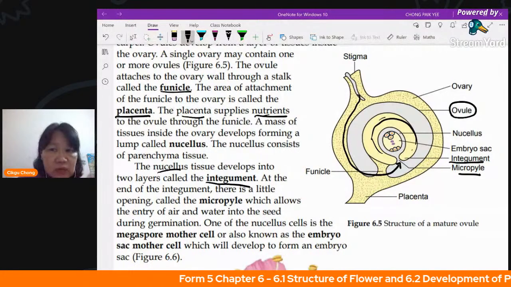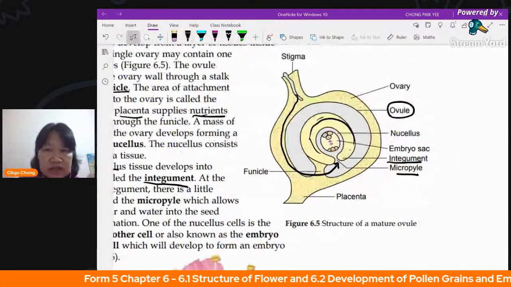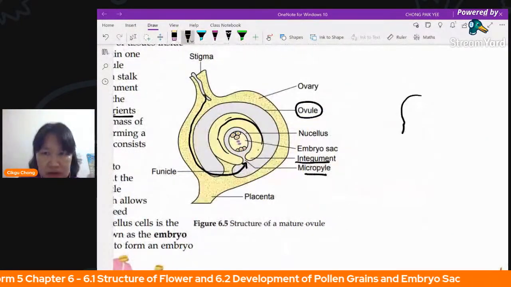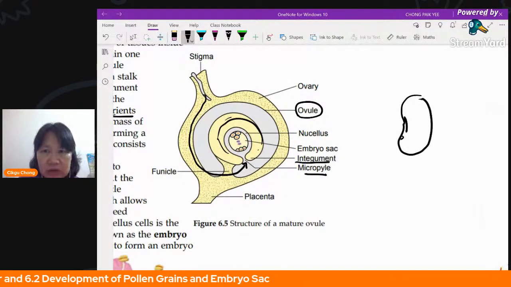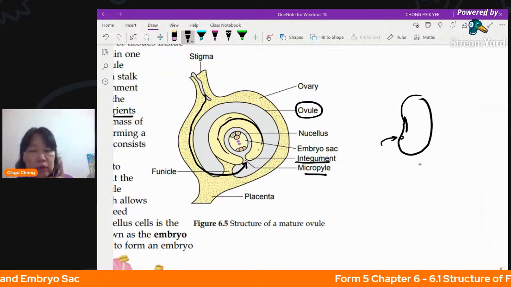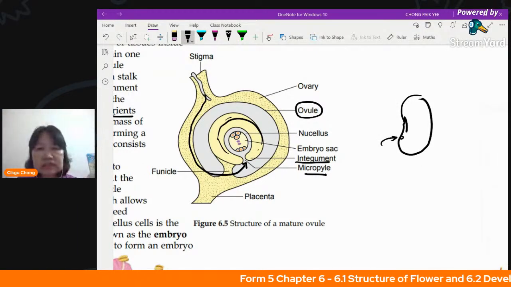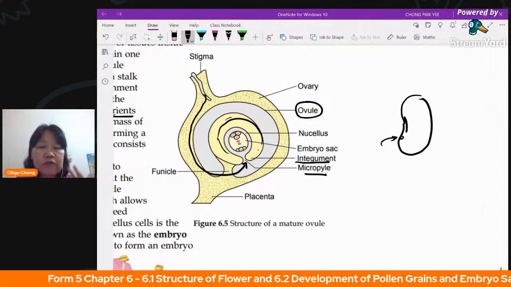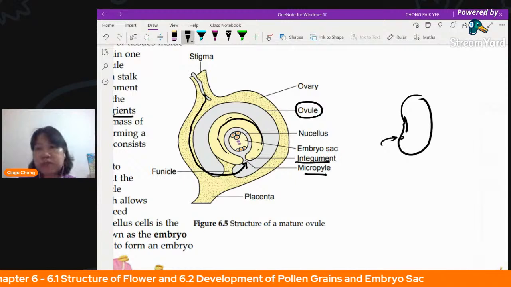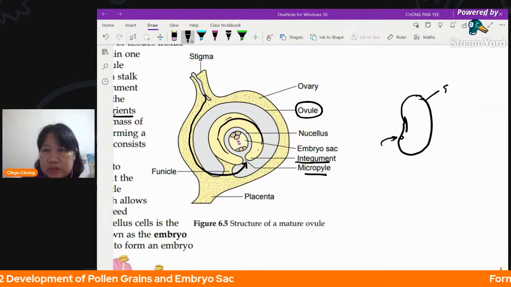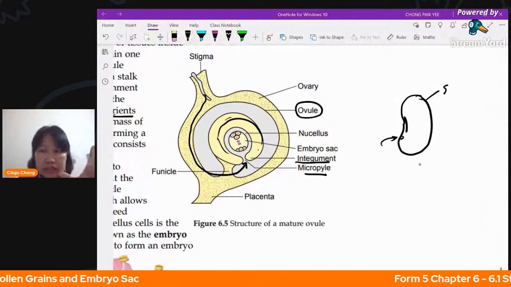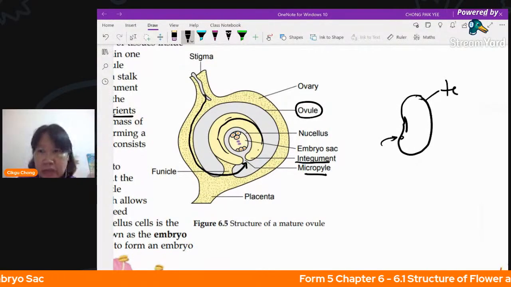In the seed, once it has become a seed, I'm sure you've learned the parts of the seed. This is the hilum, and there's a small little hole here. This is the micropyle, where the male gamete went inside to fertilize it. Also for germination, water goes into the micropyle and it will break the testa. Once it germinates, the cotyledon will expand and break the testa.